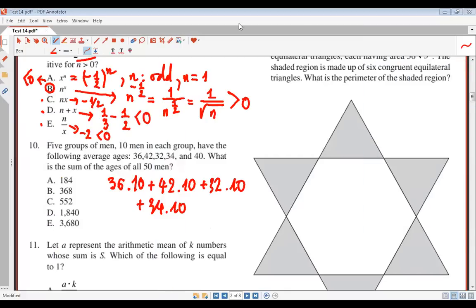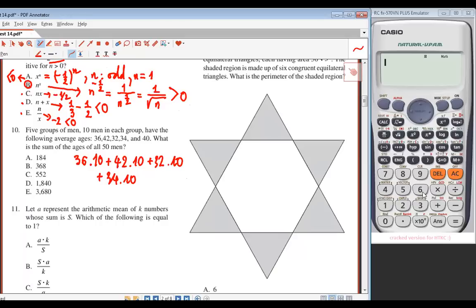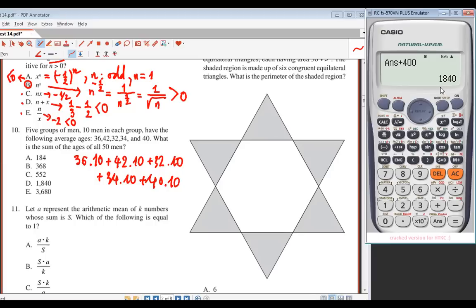We are allowed to use a calculator. 360 add 420 add 320 add 340 equal... I think that I forgot something. 40 times 10 is 400, and the total is 1,840. It is option D.